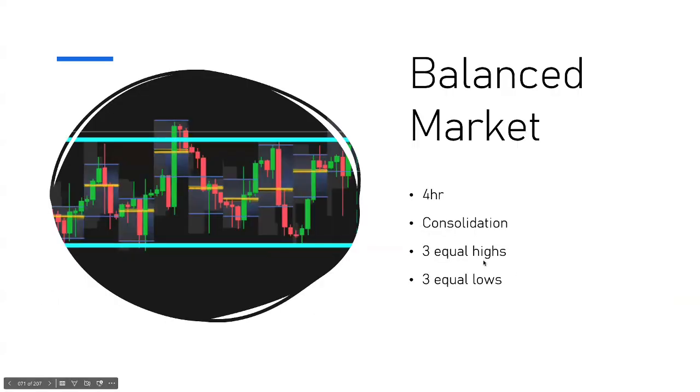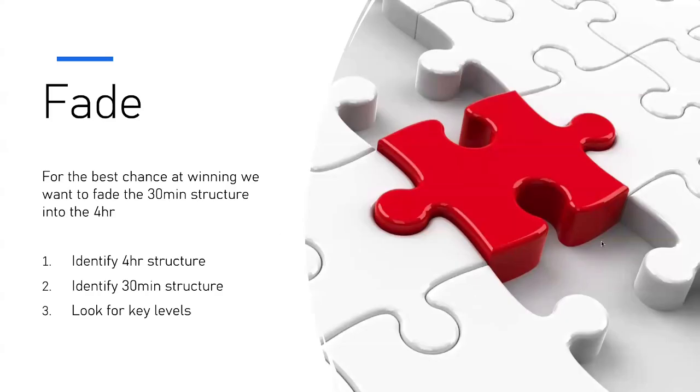But this is what you need to classify as a balance market. 3 equal highs, 3 equal lows. Super simple. This is why we're going with the structure. The best data I have, which actually makes the win rate significantly higher, is to find the 4 hour structure, find the 30-minute structure, and we look for our key levels and we fade them. So we want to fade a 30-minute structure to the 4 hour.